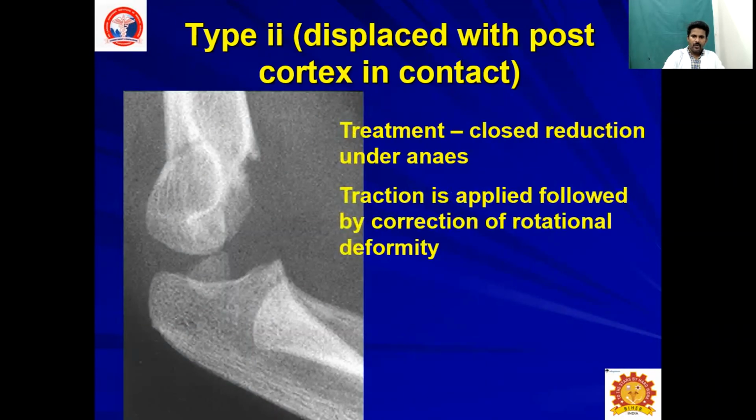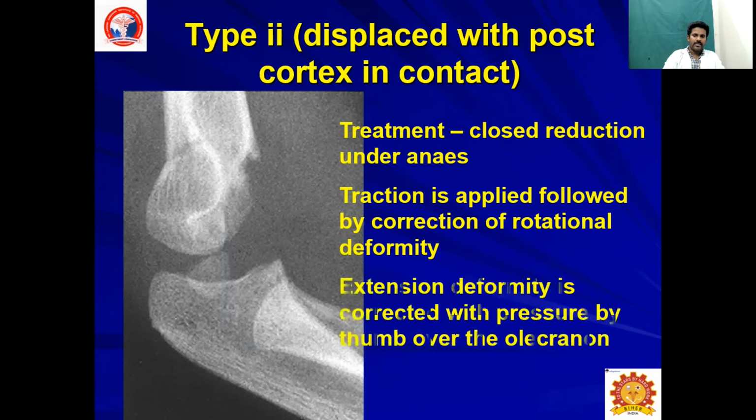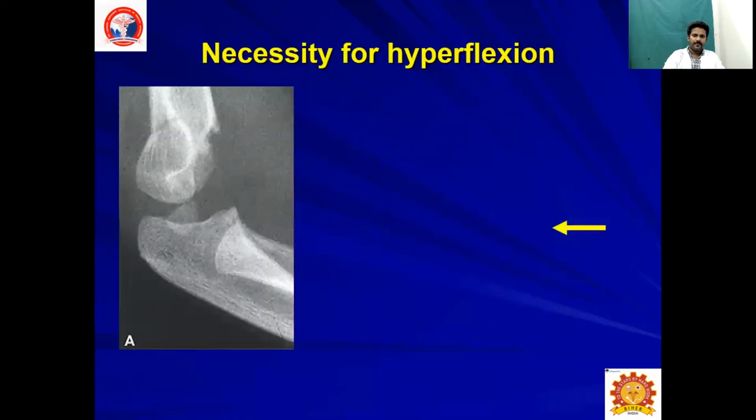Treatment for type 2 is closed reduction under anesthesia, or you can try for reduction on an OPD basis. If the child is not cooperative, then you can go for an anesthesia-induced reduction. Traction is applied, followed by correction of the rotation deformity. Extension deformity is corrected with pressure by the thumb over the olecranon.